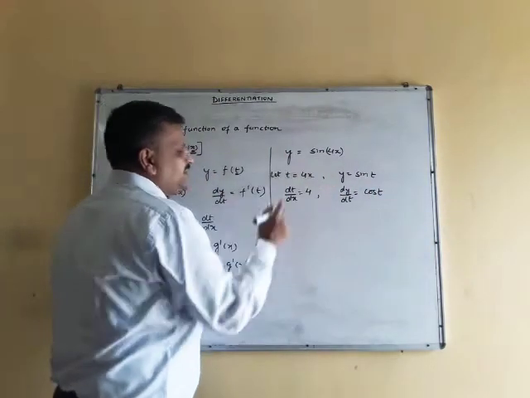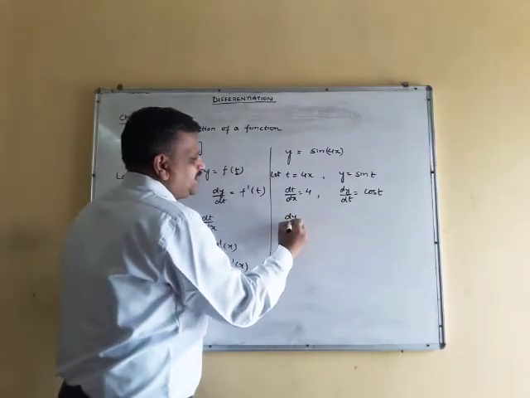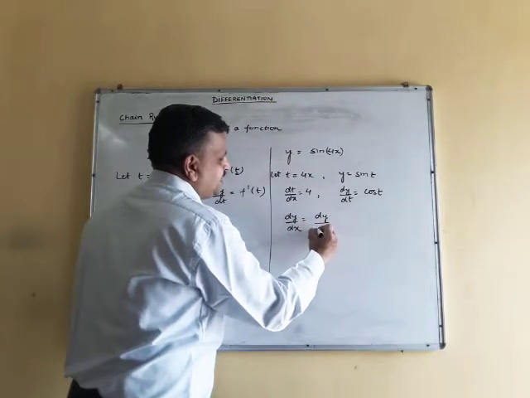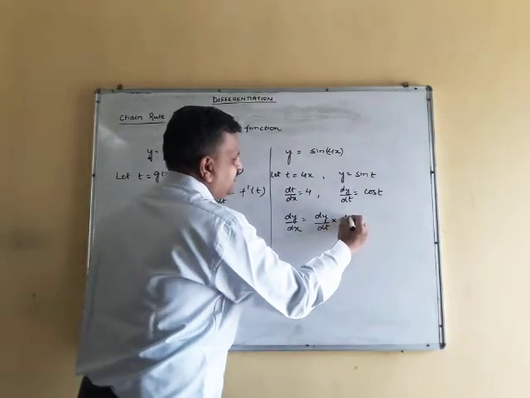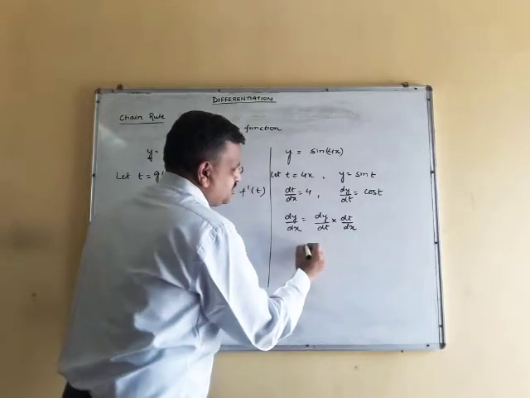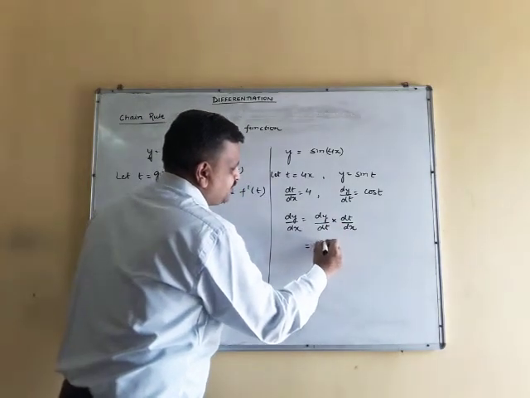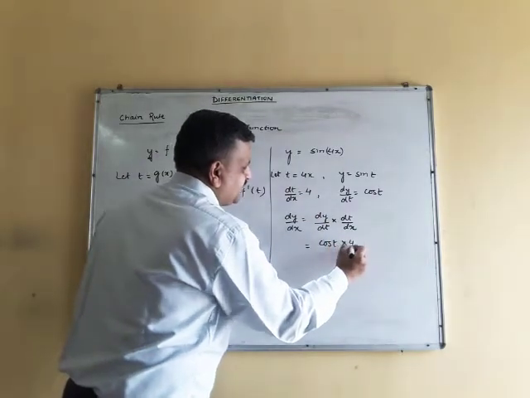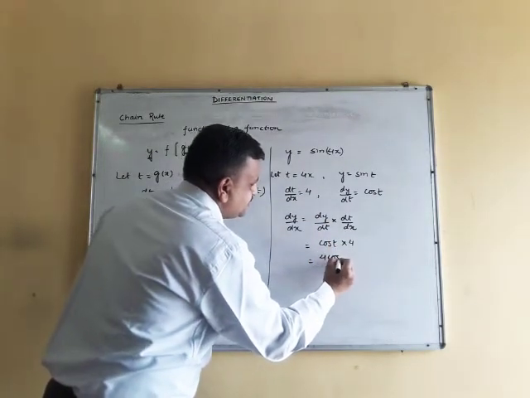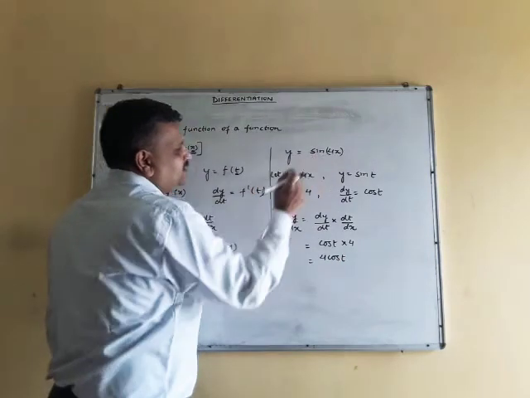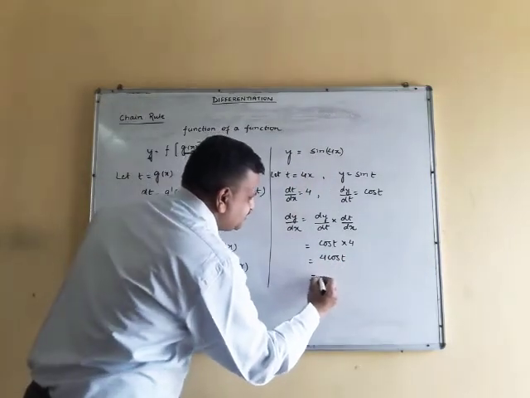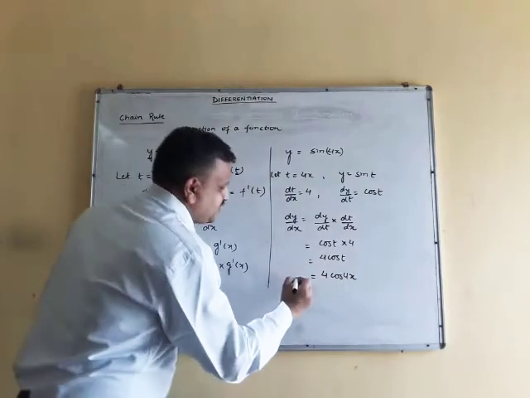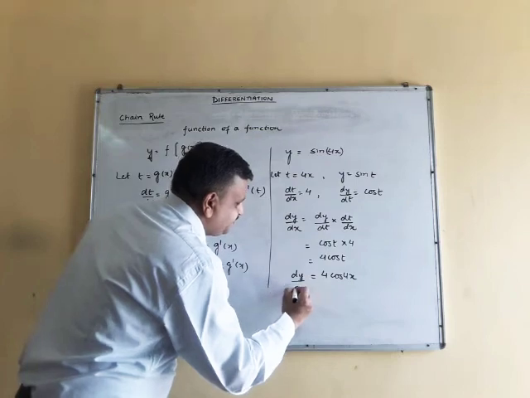Originally y is a function of x, so we have to find dy by dx. So dy by dx can be written as dy by dt into dt by dx. So dy by dt is cos t and dt by dx is 4, so it becomes 4 cos t. Originally y is a function of x, so it should be in x here. So substitute for t, it is 4 cos 4x. So this is dy by dx.